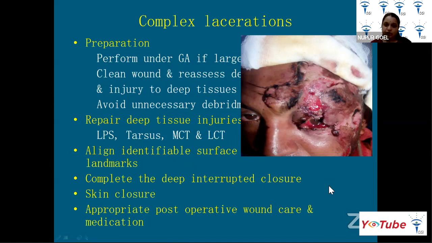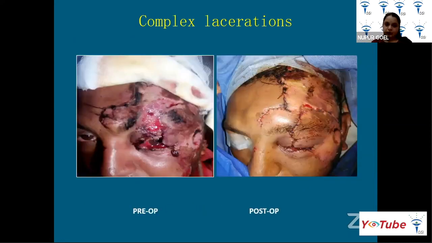Try to repair the deeper tissue injuries like the LPS, that is the levator palpebrae superioris, tarsus, the medial canthal tendon and the lateral canthal tendon. Try to align the identifiable surface marks as much as possible. Complete the deep interrupted closure, then do a skin closure and appropriate post-operative wound care and medication. In such injuries, one must thoroughly lavage the wound with betadine and look out for any foreign bodies before you start the closure. This is a pre-op and post-op picture of the repair done.